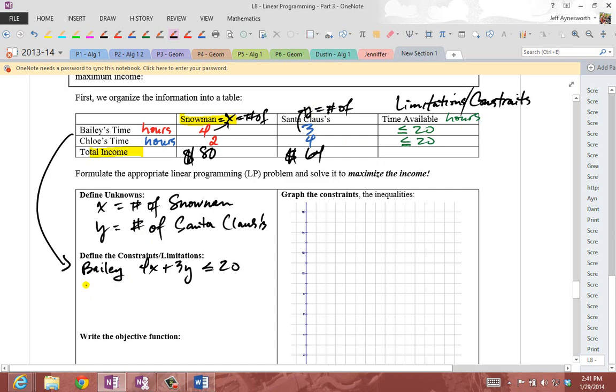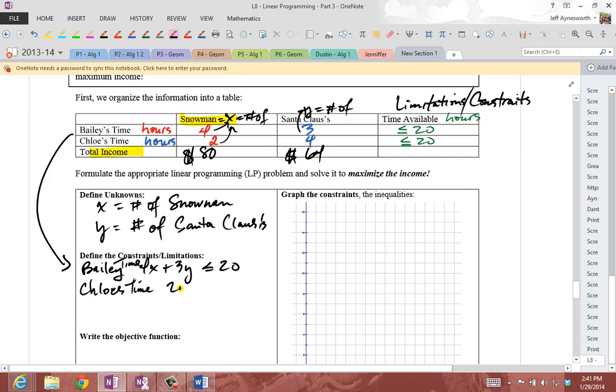Now, Chloe has a limitation or constraint too. So Chloe's time, this is Bailey's time. She only takes 2 hours to make a snowman and 4 hours for a Santa Claus. So it takes longer for her to make a Santa Claus, but less time for a snowman. So for 1 snowman, 2 hours. For 2 snowman, 2 times 2 is 4 hours. For 3 snowman, it's 6 hours. For 4 snowman, it's 8 hours. But in general, it's 2 times the number of snowman.